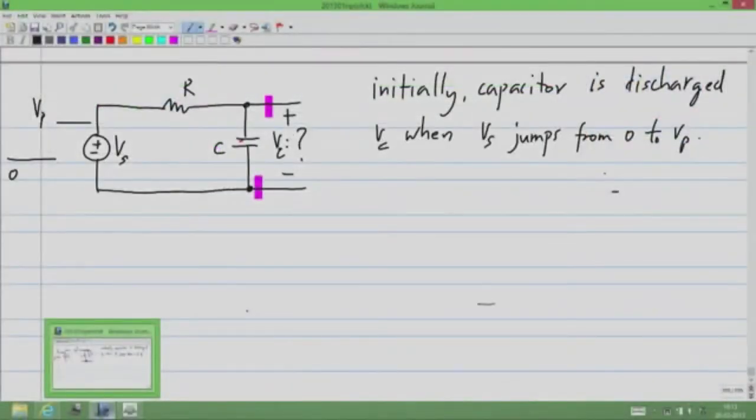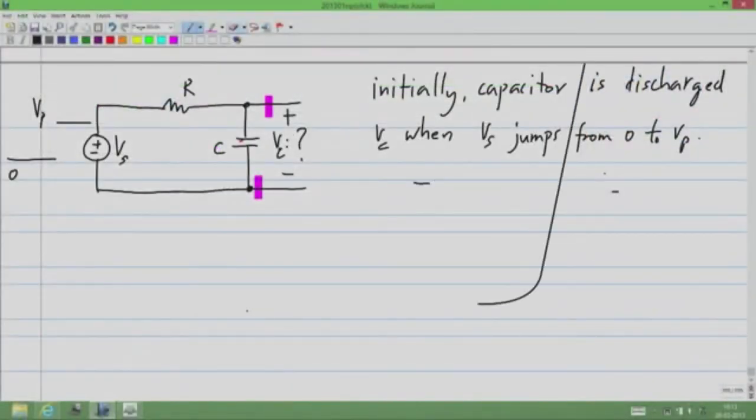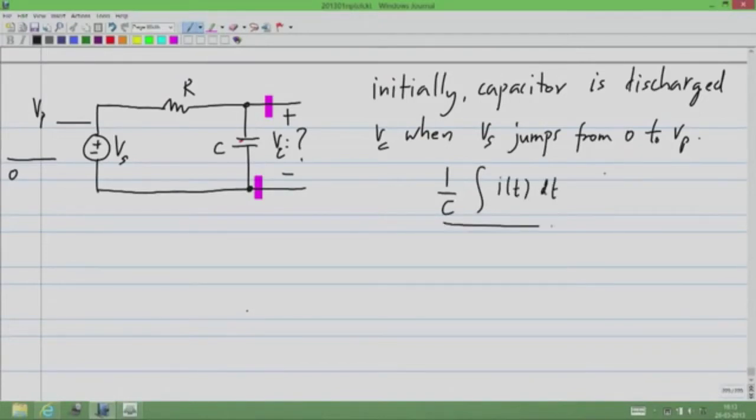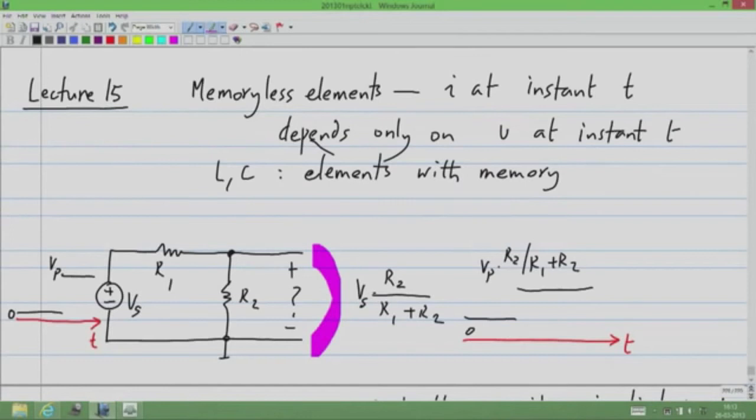It says that Vc is one over C integral I of t dt. Okay, this is correct, but the only issue we have now is that we don't even know what this I of t is. So that also we have to solve for. I mean, we have done this for the simpler circuit before.